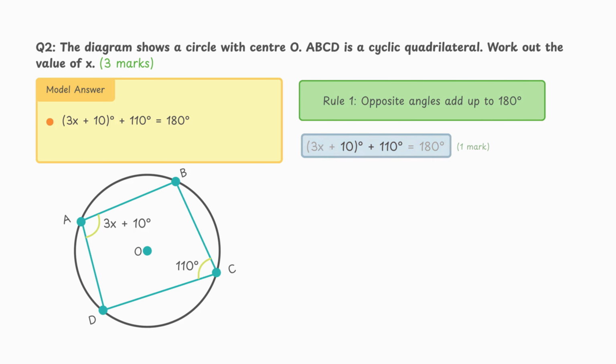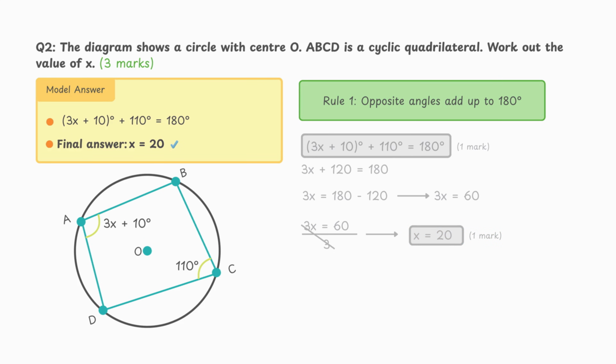Now simplify the equation step by step. First, combine the constant terms. 10 plus 110 gives 120. So the equation becomes 3x plus 120 equals 180. Now solve for x. Subtract 120 from both sides. 3x equals 180 minus 120, which is 60. Now divide both sides by 3. x equals 60 divided by 3, so x equals 20. This earns the final mark. So the final answer is x equals 20.